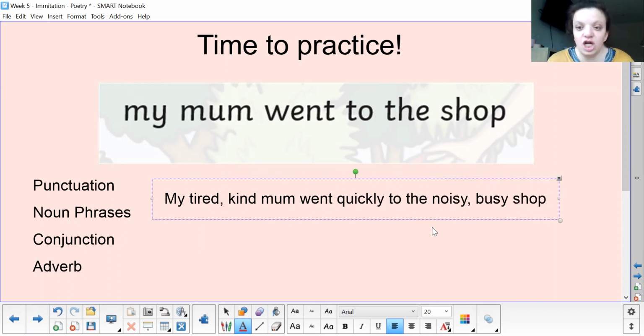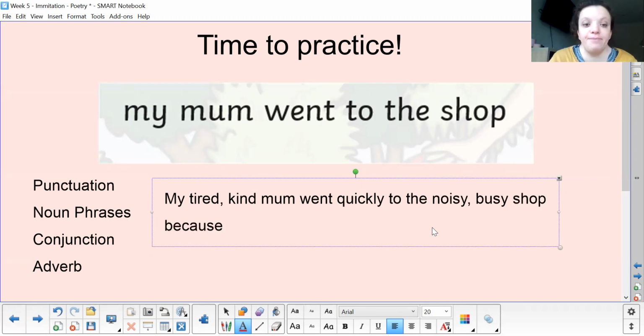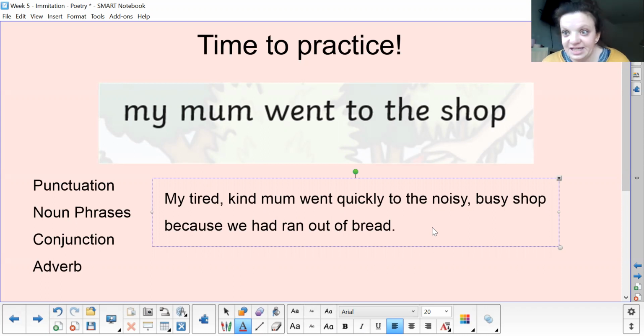And now I'm going to use a conjunction. I'm going to put my because in there, because we had ran out of bread. Okay, lovely. I'd like to see some of your sentences. So if you have time, don't worry too much, because I know we're using Teams more, but if you do have time, email them to us at year2@theparliamentacademy.com, and I can have a little look at your sentences. But see if I've used everything.